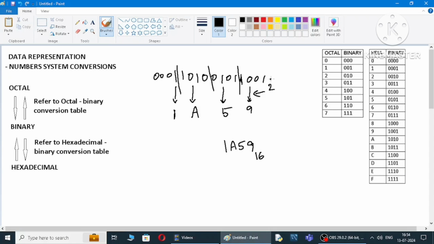Suppose you have a dot here, 1 0 1 0 1 1. Now how do you divide this? From the dot you have to move in this direction. So 1 2 3 4, cut it. So 1010's equivalent is A, and 11 is 1100, which means C. Okay, so this is how it goes.